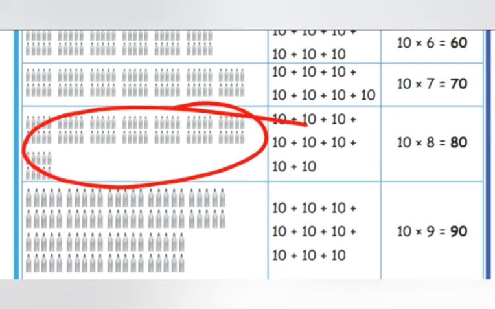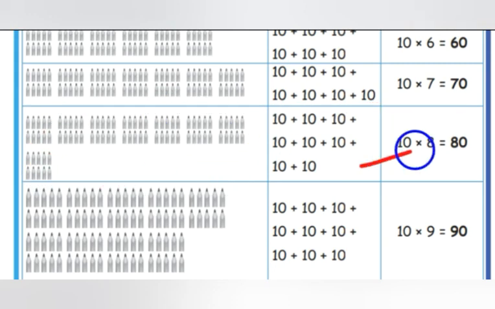Next 8 times 10. Number of pencils 10, 8 boxes. Total number of pencils 80. The multiplication fact is 10 into 8 is equal to 80.